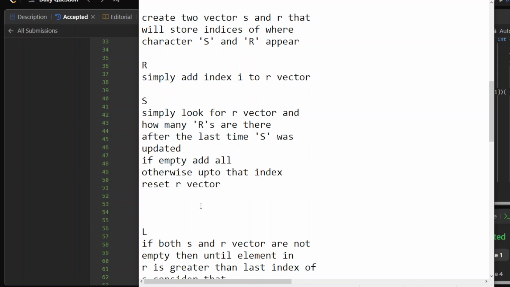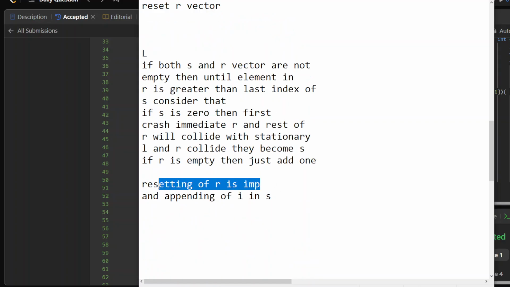Why so? Because we will consider R up to where we encounter S or L. Why? Because the car is moving in the right direction. If it finds a stationary object, it will collide and stop. If it encounters a left moving object, it will collide and stop. So once that blocker has come, we don't need to consider the cars that are moving right in front of those S and L. That is why we reset R here also, and incoming here also we reset R, right?